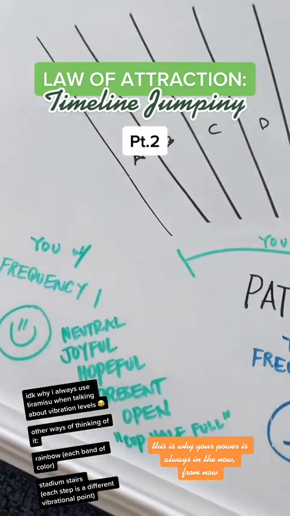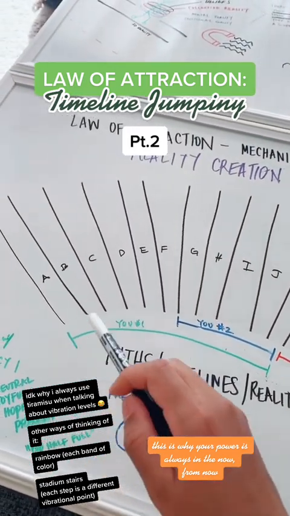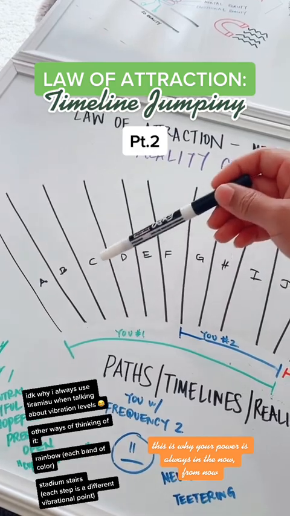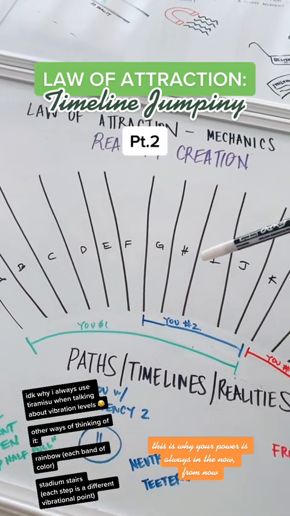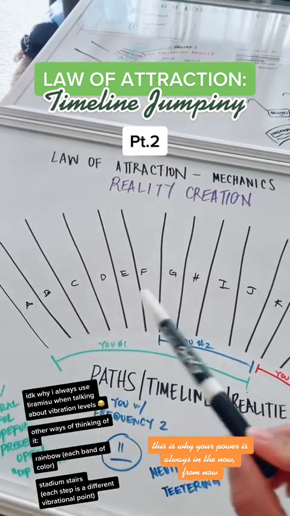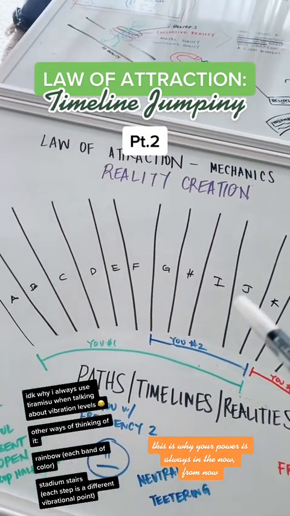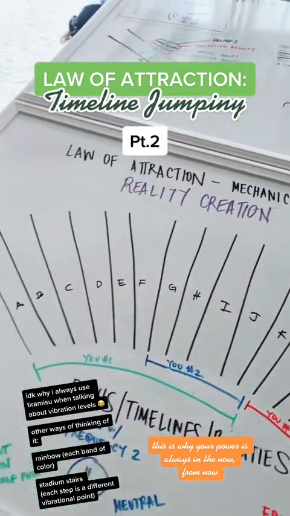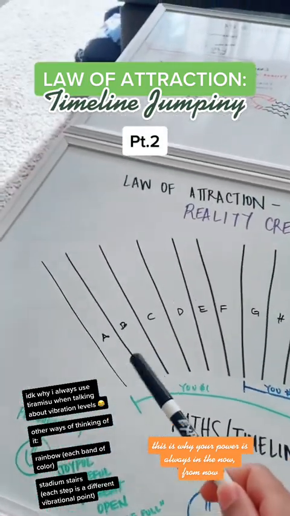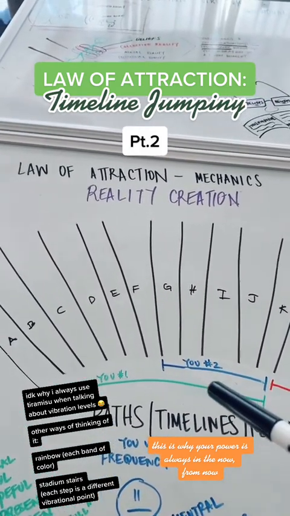In frequency 1, you would have access to timeline A, timeline B, C, D, E, F, G, H, I, J, and K, right? So there's all of these possibilities that you could connect with in any given moment. This is where it gets challenging, because these paths, so each moment point has, here.